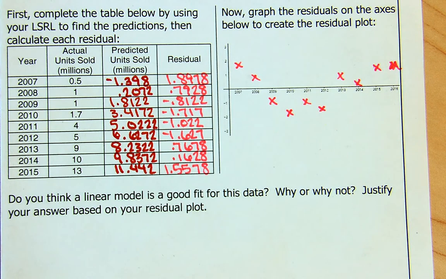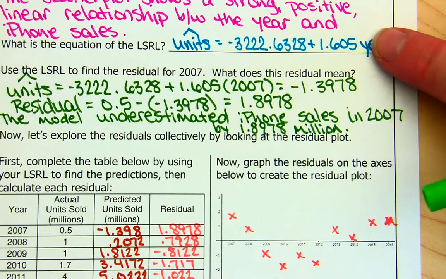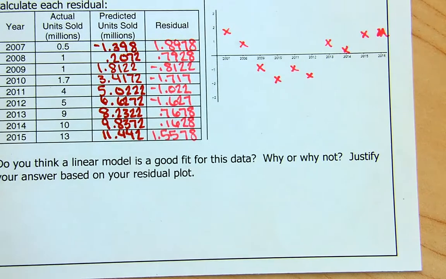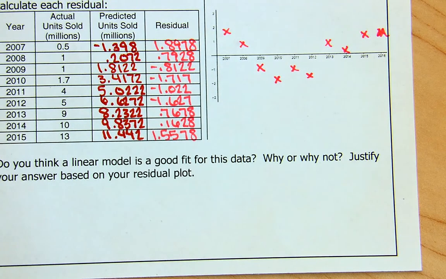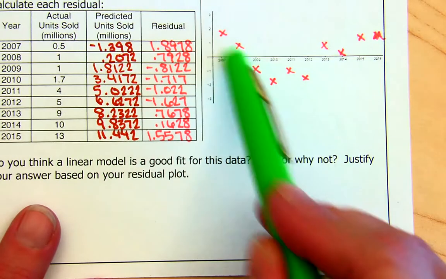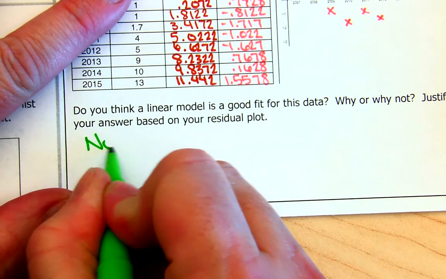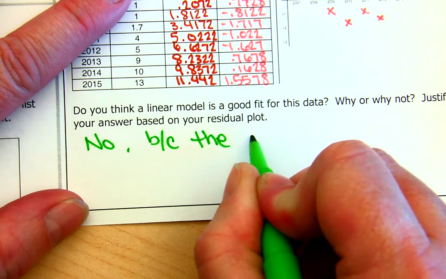So we want to know, is this equation that we came up with here a good fit? Is that an appropriate model? If it is, this should be randomly scattered and not show a pattern. What are we seeing in our residual plot? Is there a pattern? Yeah, it definitely looks like this curved pattern happening. So, do you think this is a good fit? No. Because the residual plot has a pattern.